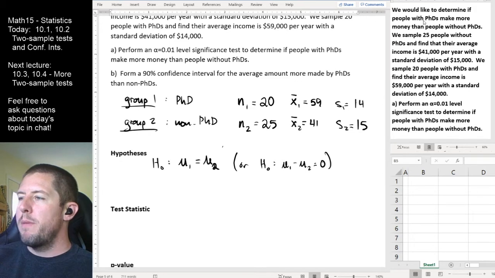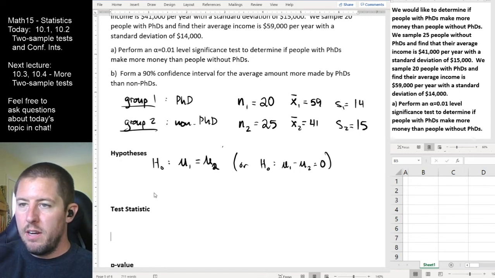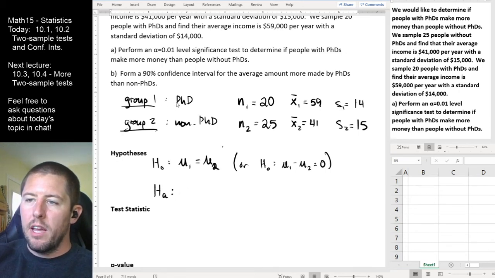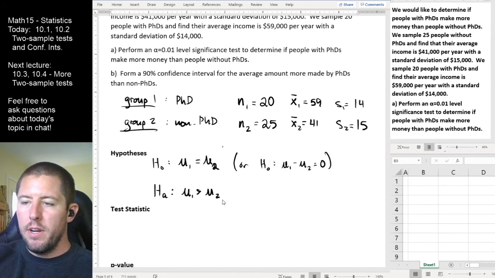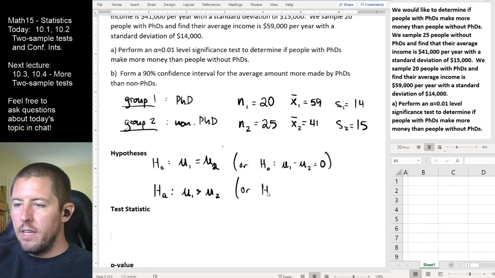We would like to determine if people with PhDs make more money than people without PhDs. So what we're suspicious of here is that the PhD group is going to make more than the non-PhD group. So we think that group 1, the PhD group, makes more than group 2, the non-PhD group. So the appropriate direction of my test here is that mu1 should be larger than mu2. And again, notice that it's acceptable to phrase this in a subtraction sense instead, if you would like.